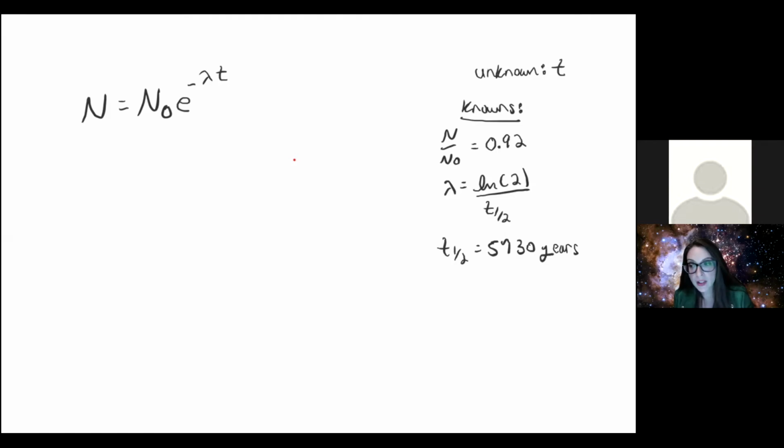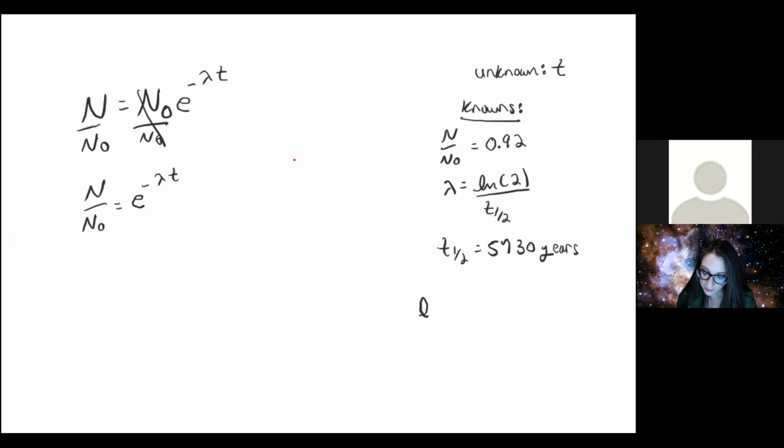So now, using this information, we need to solve for our unknown, the age of the Shroud of Turin. So we have to take this equation and do some algebra to solve it for t. We can divide both sides by N sub naught. Then N over N sub naught is equal to e to the minus lambda t. We've done this a few times before. How do we get rid of the e to the exponent on both sides? Well, we can take the natural log of both sides, because remember that the natural log of e to the n gives us back just n.